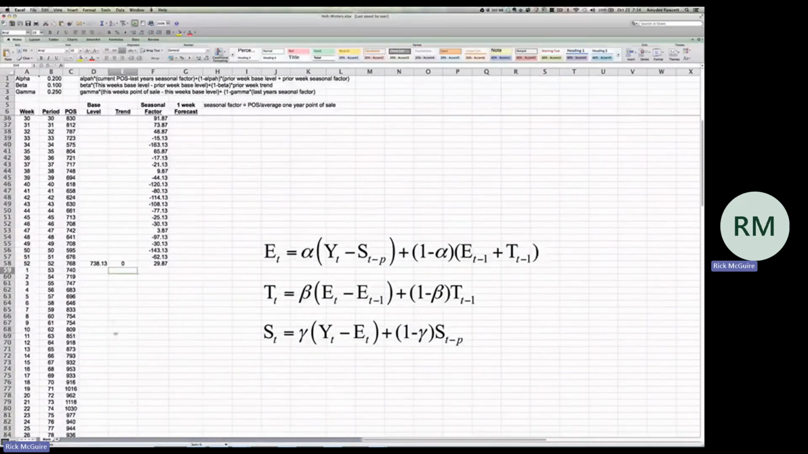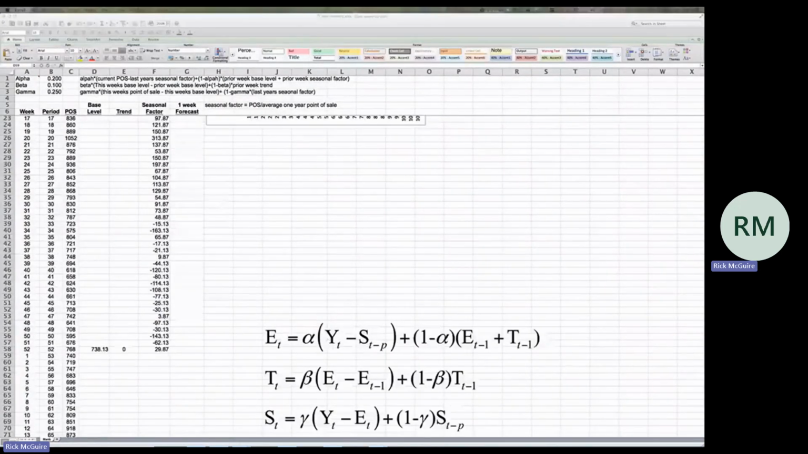And now what we're going to do for the remainder of the data set, we will continue to refine our estimate of base levels, trend, and seasonality. And the way we do this, remember, it's called an exponentially weighted moving average. For each of these components, we're going to weight different ways of estimating these components.